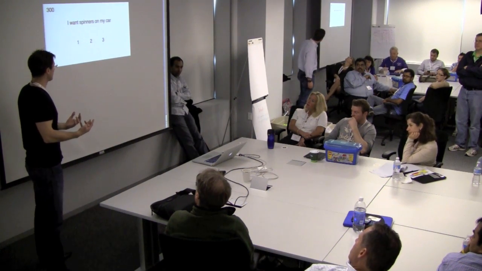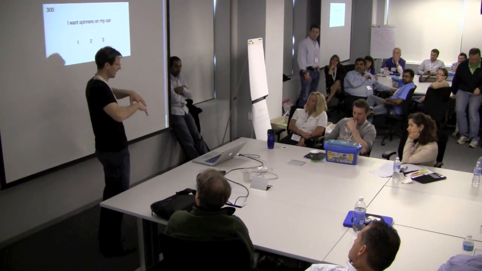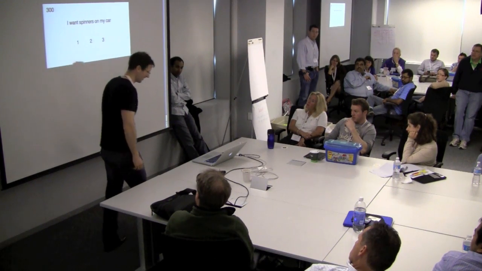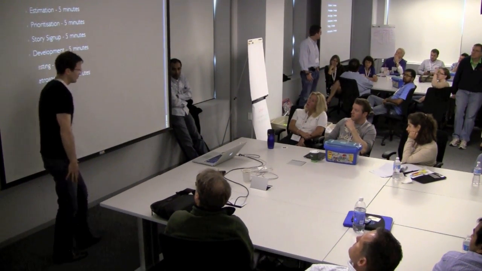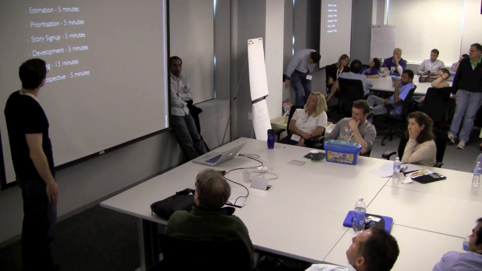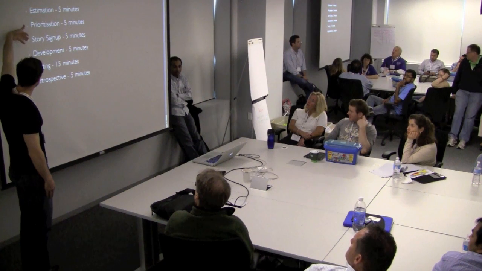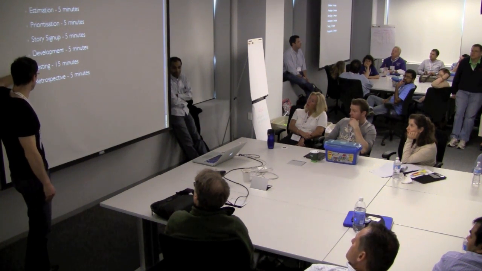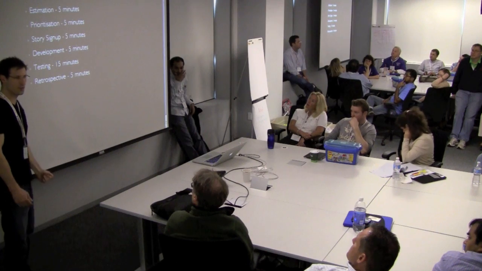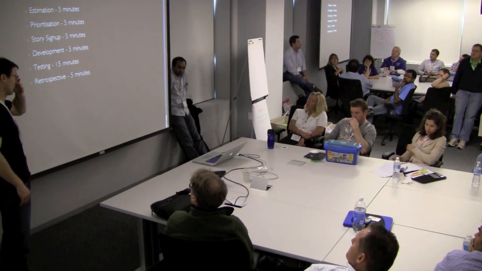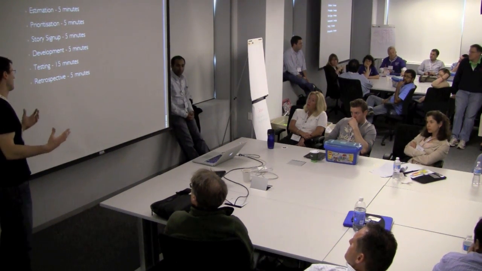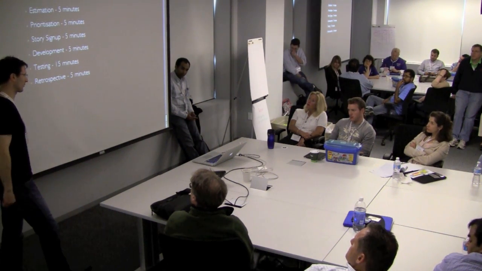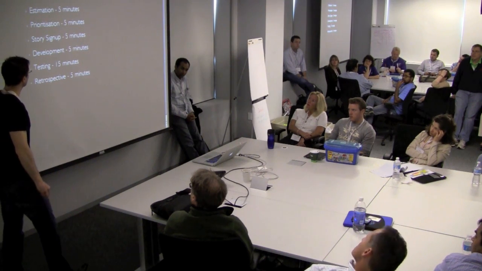One of the things that we'll be going through is a series of exercises where we use the stories to build a product. So we're going to have a format. We're going to have 5 minutes for estimation, 5 minutes for prioritization, 5 minutes to sign up for stories, 5 minutes for development. We're going to have a 15-minute testing session and a 5-minute retrospective. The 15-minute testing session is a collaborative testing session. Rather than going to each group individually, I'm going to have people talking about the product that they've built, and we'll score the stories that they completed.